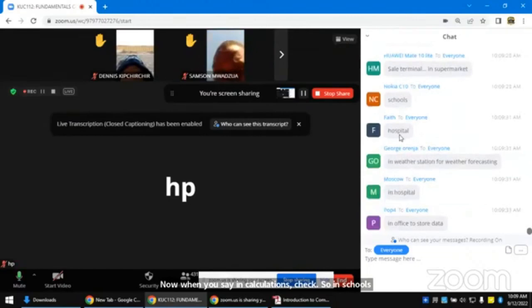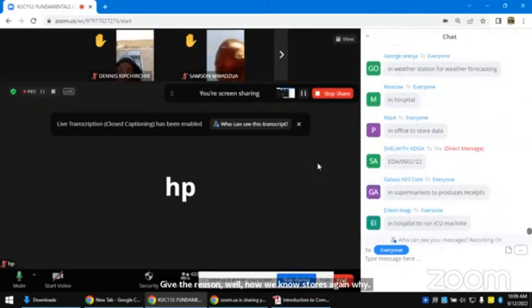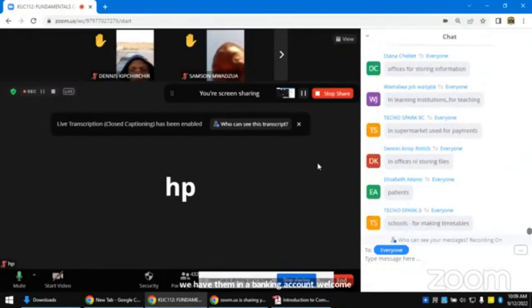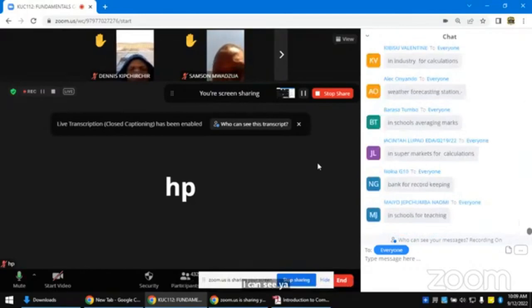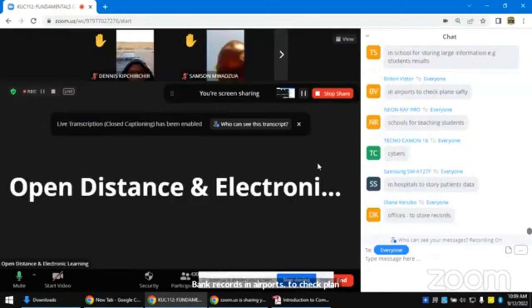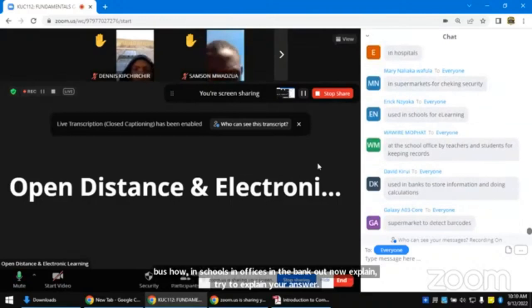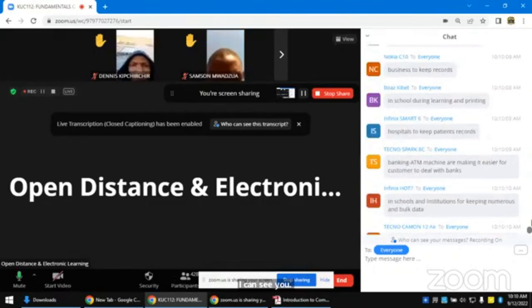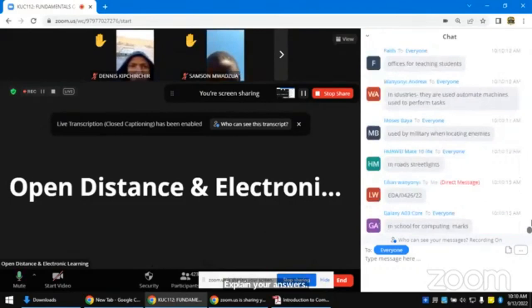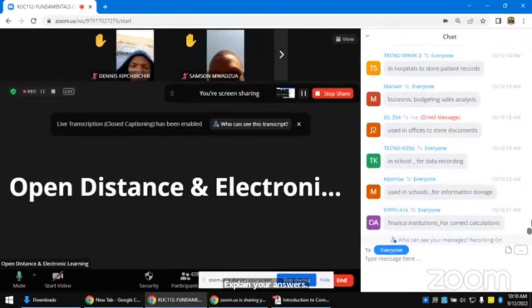Continue typing. As we have them in banking for counting money. I can see you type in so fast. Banks for records, in airports to check plane safety, in cybers, how, in schools, in offices, in banks, how. Now try to explain your answers. Kindly explain your answers. In schools, for keeping records, financial decisions, for correct calculation.